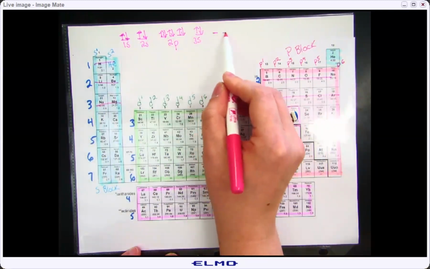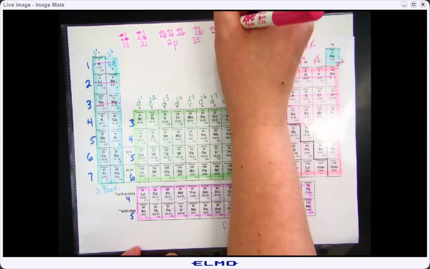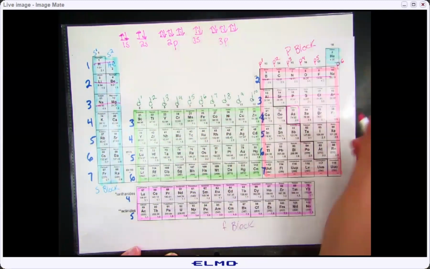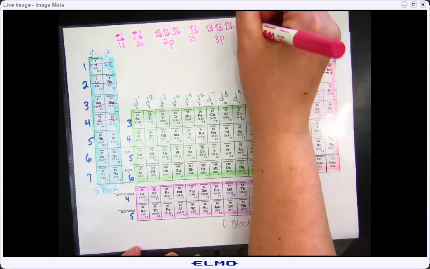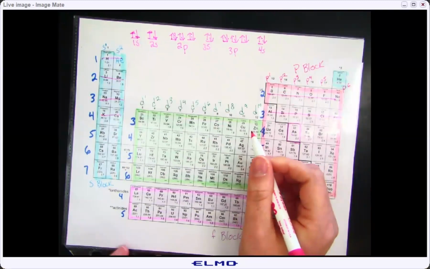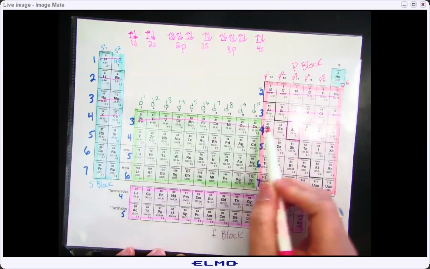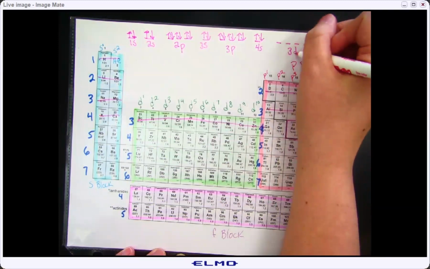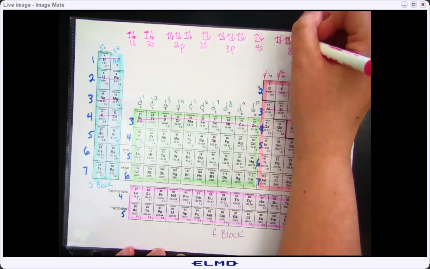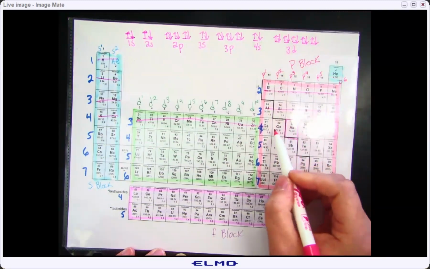3p, 3 lines. All of these should be filled. 4s, 1 line for s orbitals. Then we're going to go to 3d. 3d is going to have 5 lines, which will all be filled. And then lastly, we're going to have the 4p.